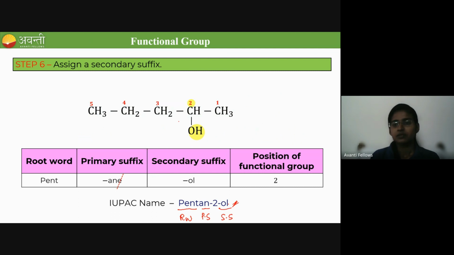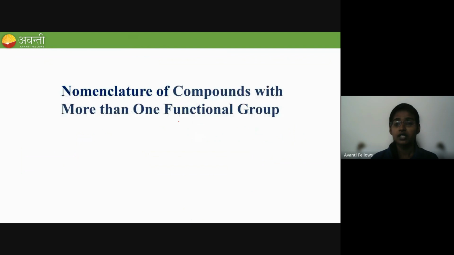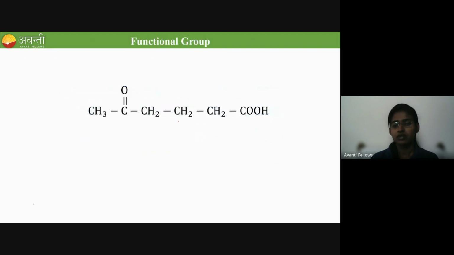So next, we will go for the nomenclature of compounds with more than one functional group. Here is one compound and this compound contains 2 functional groups. Can you identify those 2 functional groups and tell me the names of those 2 functional groups? Who are the 2 functional groups present here in this compound?